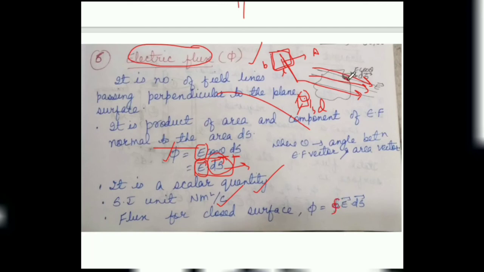At this place E dot ds. Total flux through this closed surface is given by phi total equals the integration of E dot ds over this closed surface. This is for a closed surface. We always write flux phi equal to E dot ds, right? This question is also important. It may generally come for 1 or 2 marks, right?